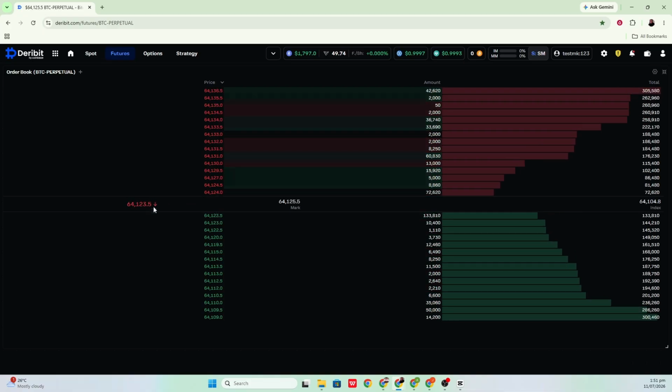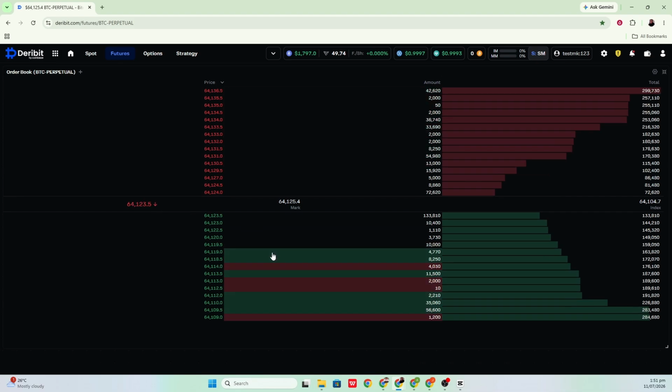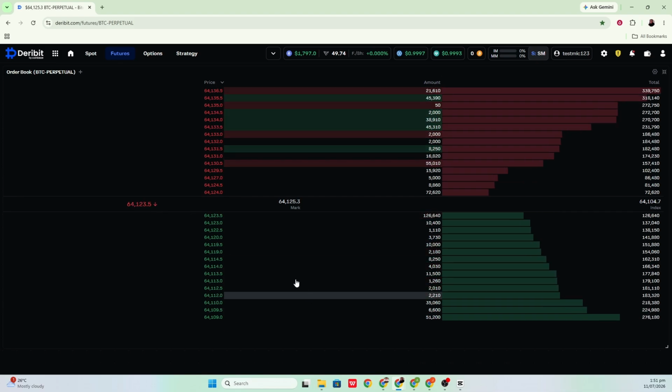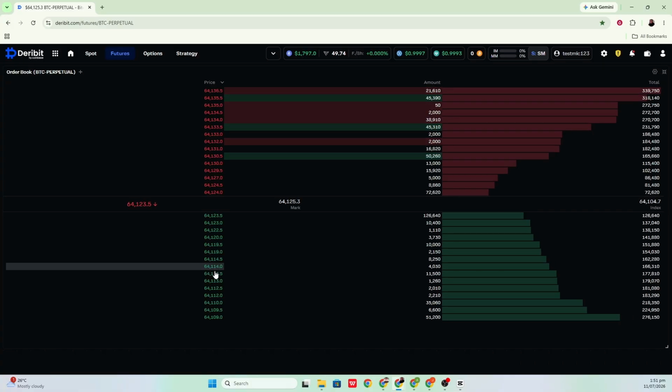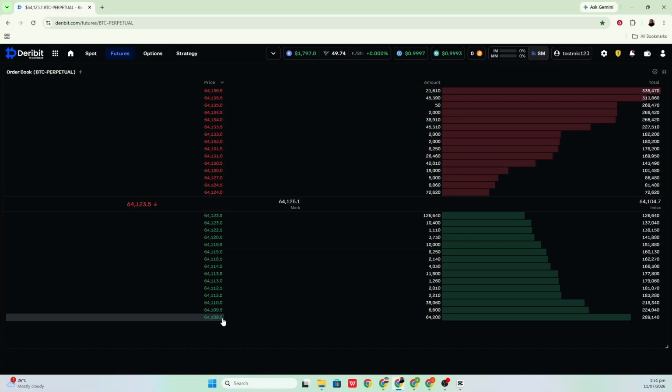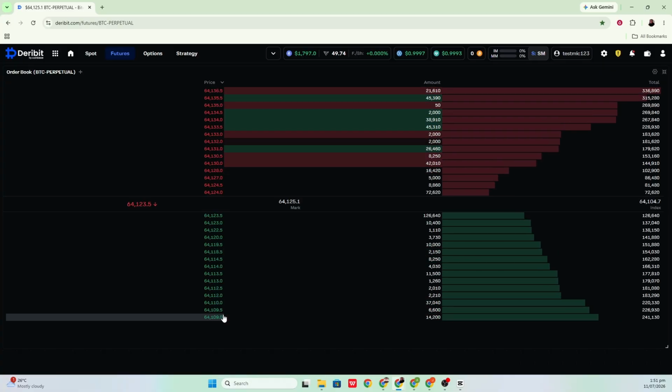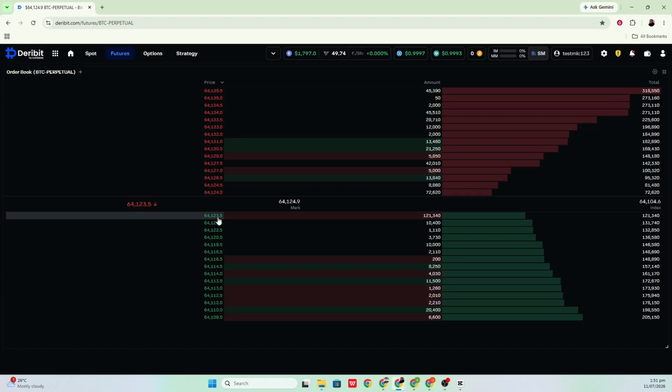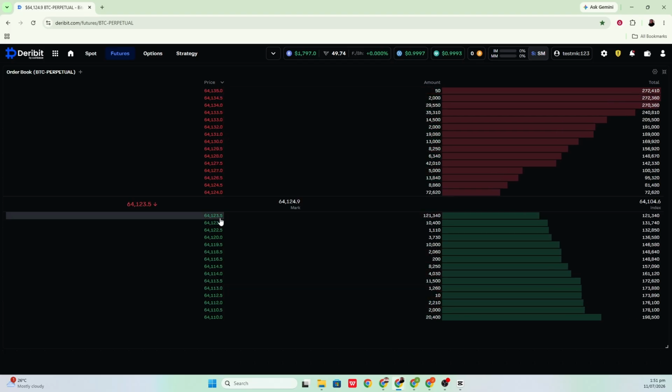The bottom section is the bids, shown in green. This area lists limit orders from traders who want to buy the contract. The prices are arranged in descending order, so the highest price a buyer is willing to pay appears at the top of the green section. This price is called the best bid.